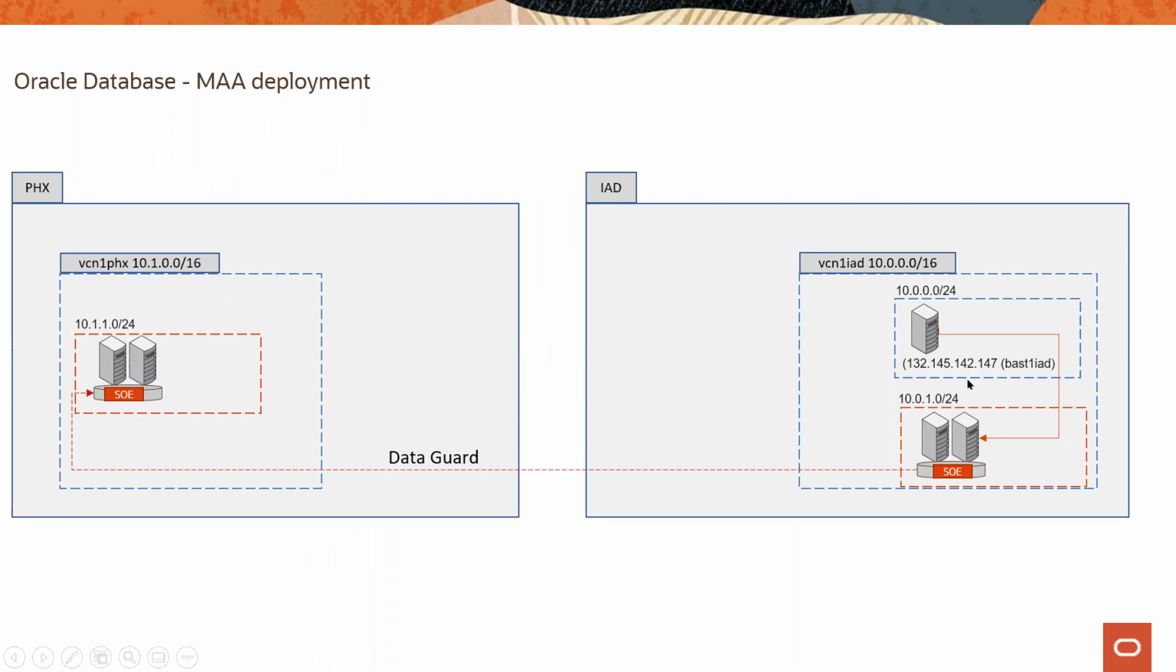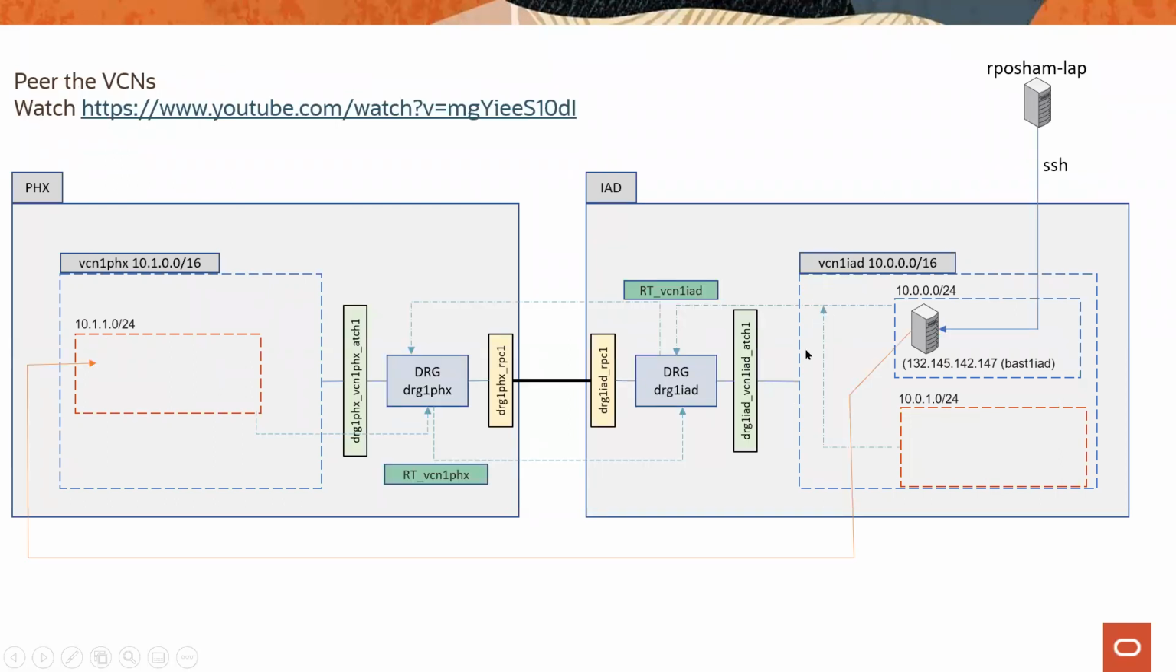So I got two regions, Virginia and Phoenix. I have a primary database here and I have a standby database here. Now, to do this, you have to go through a bunch of steps. First thing is you need to configure what's called peering, VCN peering.